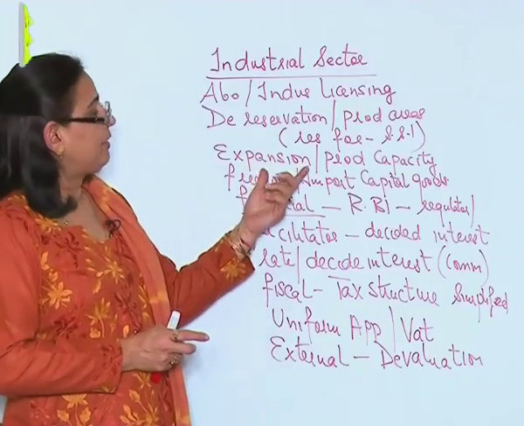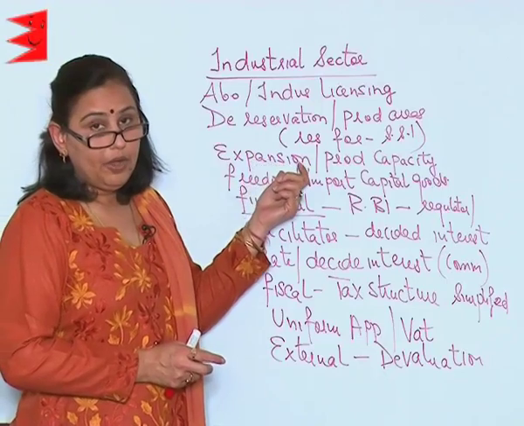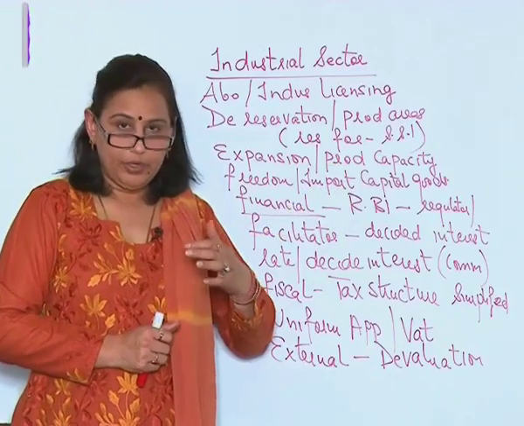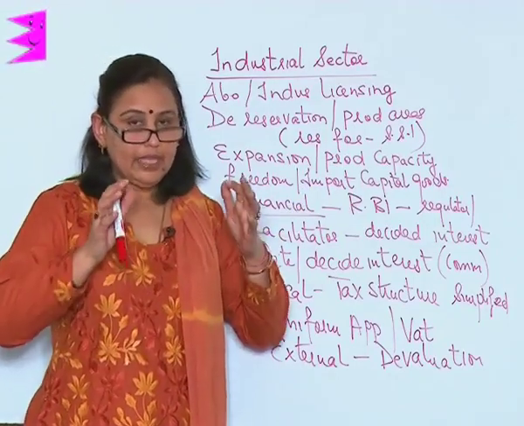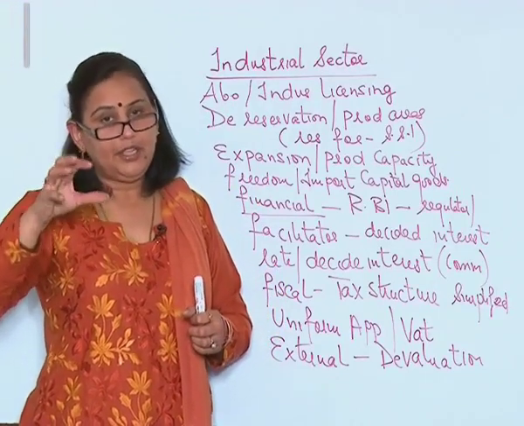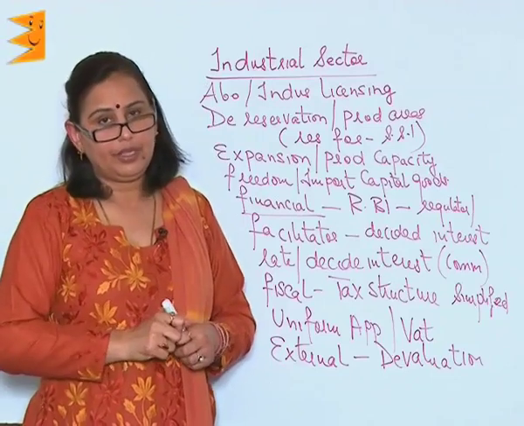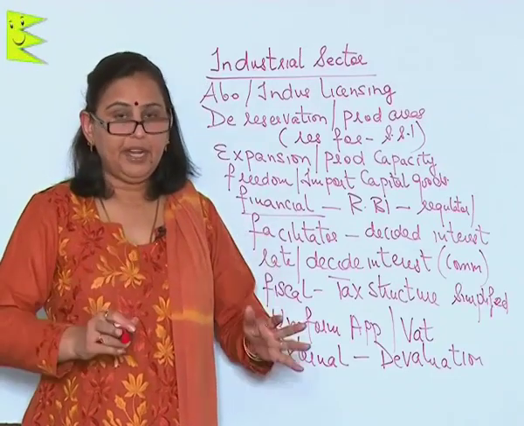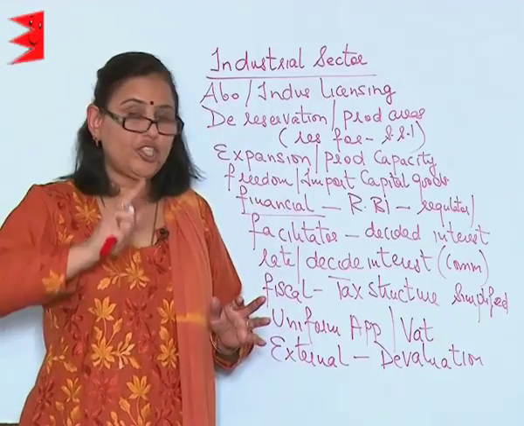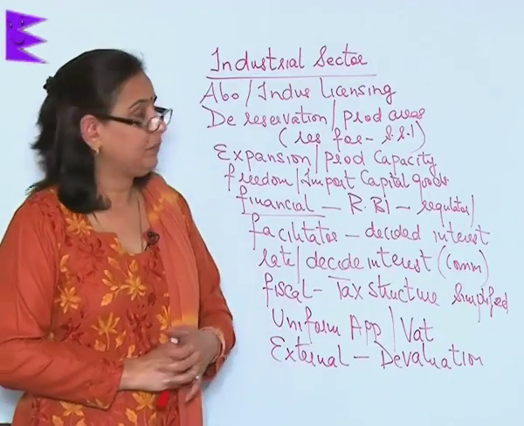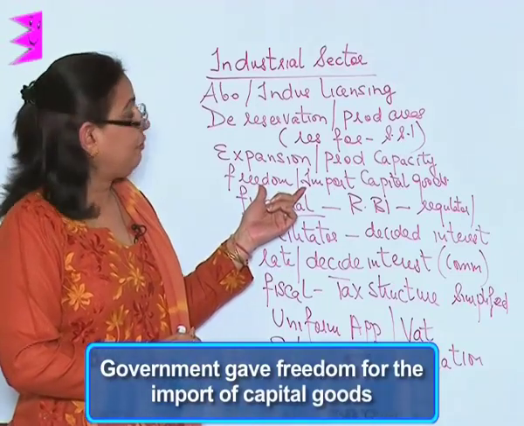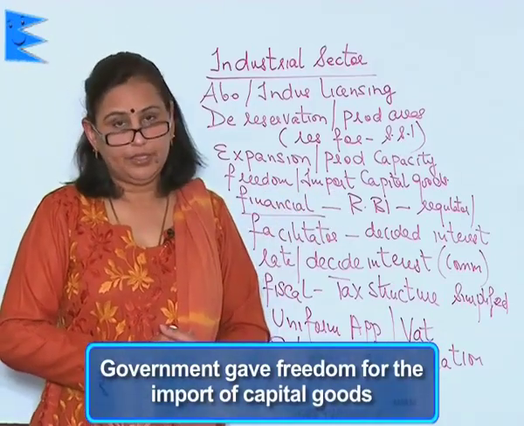The next reform was that now there was expansion in the production capacity. Earlier the government used to fix the production capacity of every industrial house, but now they were free to produce as much as they could. There was no restriction from the side of the government. The next is that the government gave freedom for the import of capital goods.